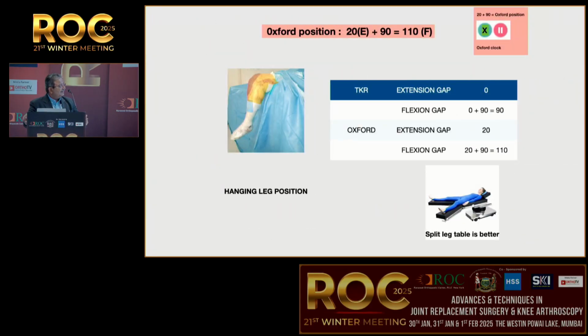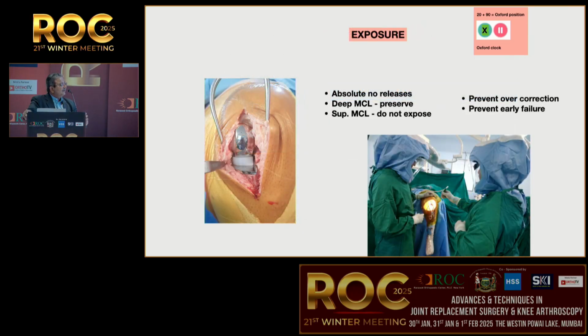Hanging leg really makes sense to do the uni in a gap balancing technique. It's not a pure measured resection technique. And in TKR, 0 degree is your extension gap, 90 degrees your flexion gap. In Oxford, 20 degree flexion is your extension gap, plus 90 degrees or 110, which is your natural hanging leg position where you measure your flexion gap. So for bilateral, you need a split table, and do not start with bilaterals.